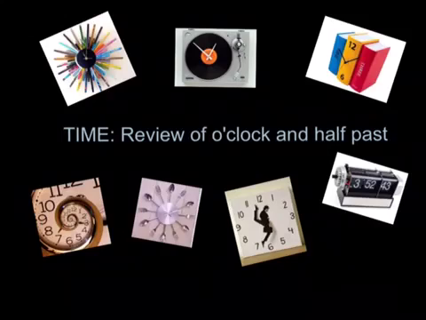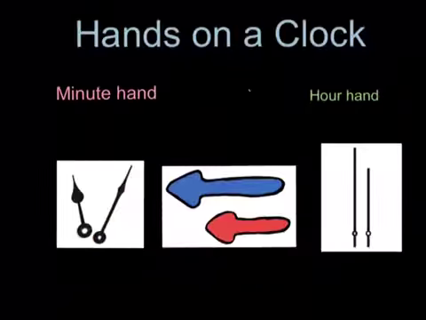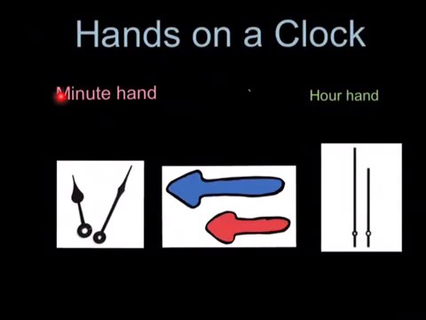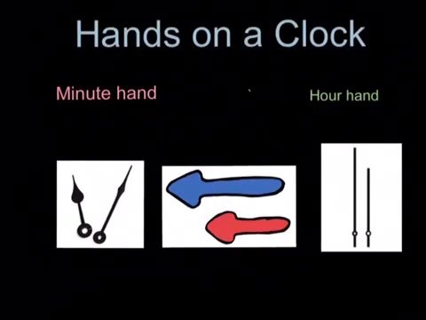First, let's have a look at just clocks and some of the features of clocks that we need to know about. The first feature I want to talk to you about are the hands on a clock. On a clock, we have a minute hand and an hour hand, and it's really important to be able to tell the difference between these two, to be able to tell the time accurately.